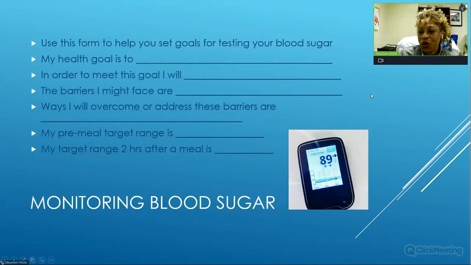Okay, all right. So here we go again. For those of you who are monitoring, and I didn't get a chance to see if we're all monitoring, but I'm assuming because you have diabetes, you should be. Go ahead and use this: My health goal related to checking. So let's say you're not checking, or you're only checking once a day. I would really encourage you to maybe start checking twice or three times a day. So up it a little bit.